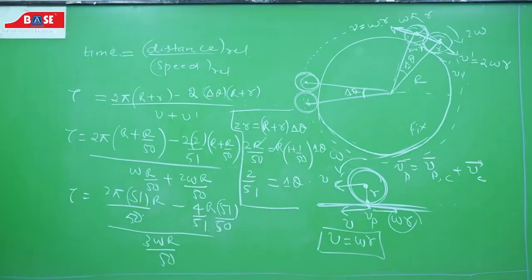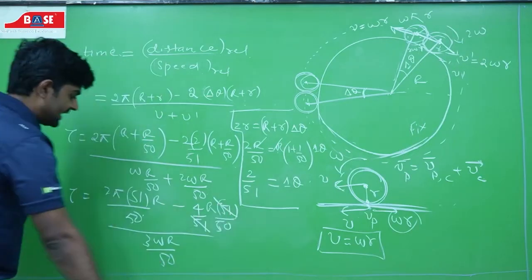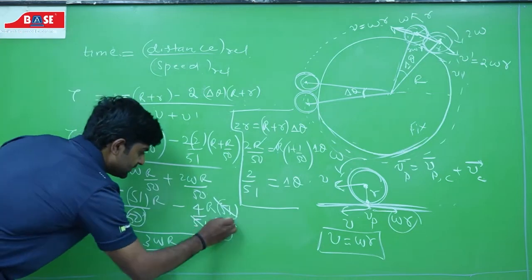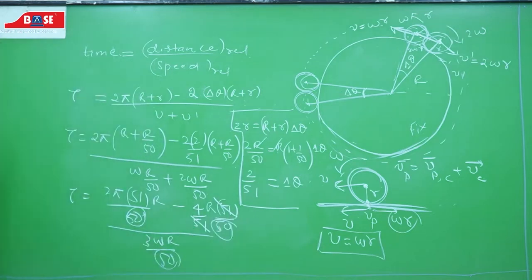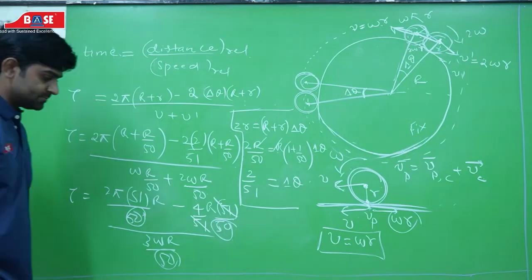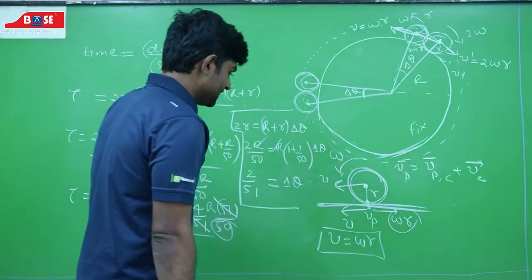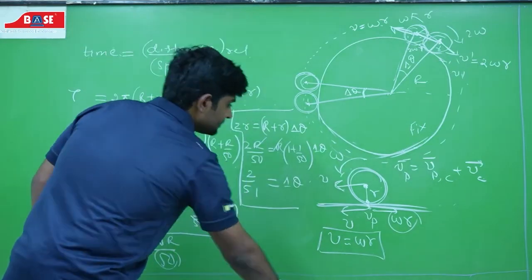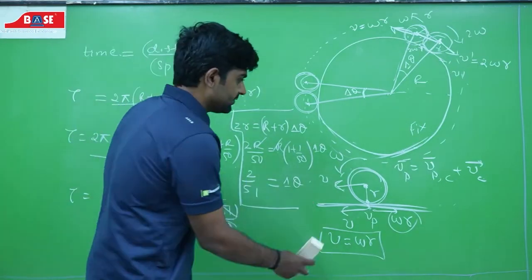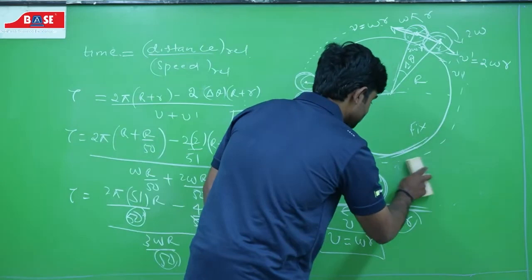So let's simplify this. Now this 51 and 51 cancel out. This 50, this 50, and this 50 will cancel out. Right? So we can now write our final answer. Okay, so I will erase a bit of it. So here, this concept we have understood, right? So I'll just take this one out.